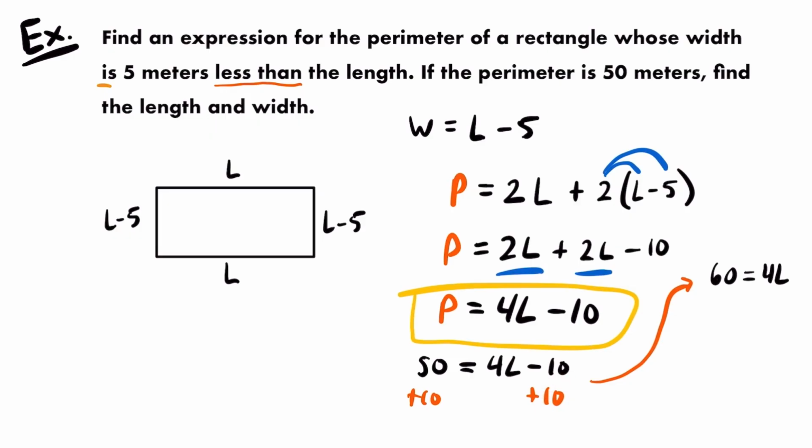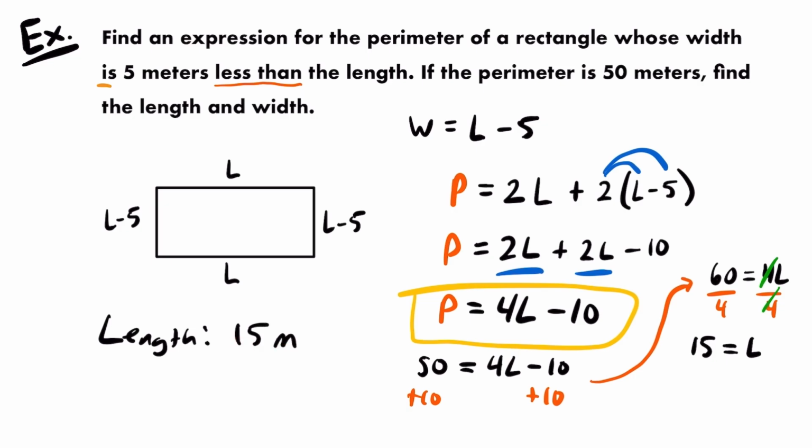Negative 10 plus 10 is 0. So there's nothing else over there on this side of the equation except 4L. And then to solve for L, divide both sides by that coefficient of 4. So if we divide both sides by 4, those 4s will cancel out. And then 60 divided by 4 is 15. So we get 15 is equal to L, which means that the length of this rectangle is 15 meters, which I'll just represent with 15m.